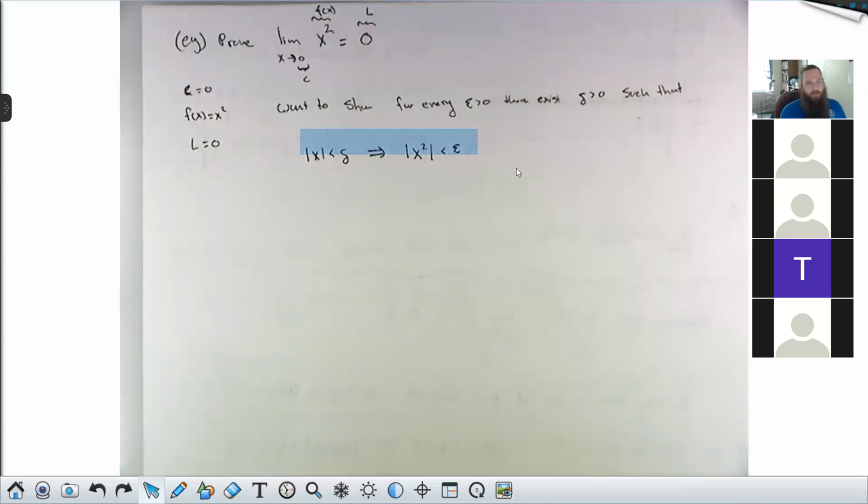All right, so here's the statement. This is what we need to show. We need to show that given any positive number epsilon, there exists another positive number delta, such that whenever the absolute value of x is smaller than delta, the absolute value of f of x will be smaller than epsilon. One way to handle these, again, you always want to work backwards. You start with this, and then you try to reduce it to a statement that looks like this.